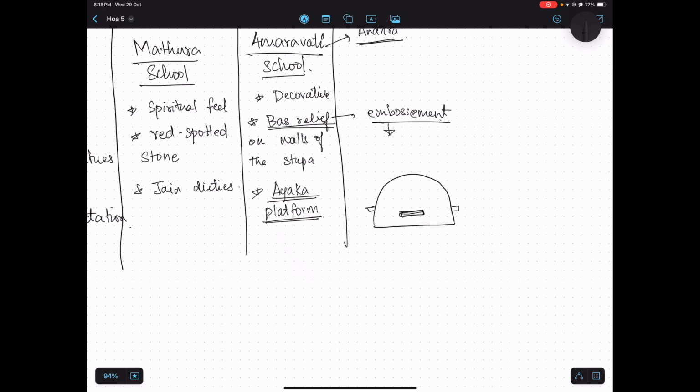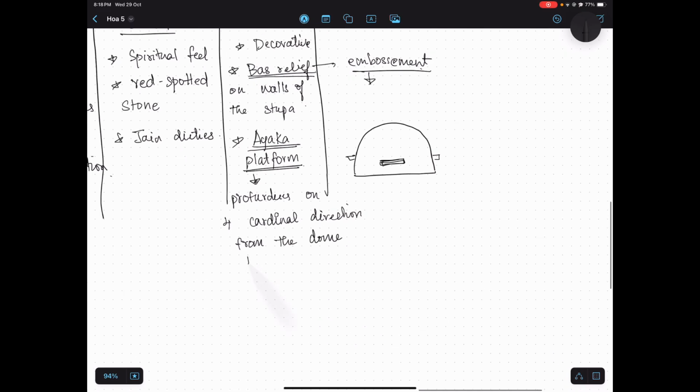So this protrudes on 4 cardinal directions from the dome, and has 5 Ayaka pillars.